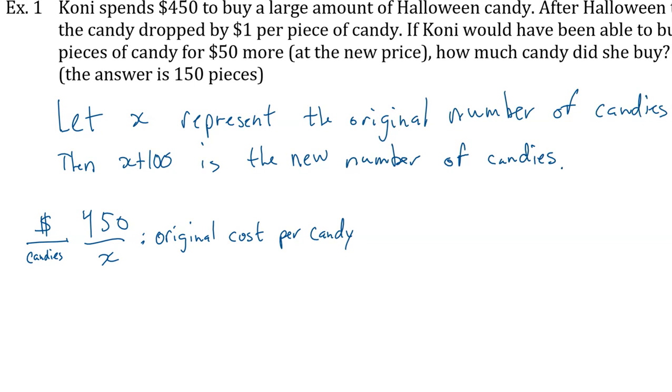Yeah, 500 over X plus 100. Very good. So what's that? The new cost per candy. What's the relationship between those two things? Just like in normal language. From the question, what does it say?